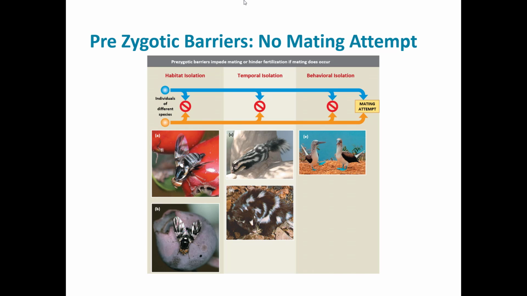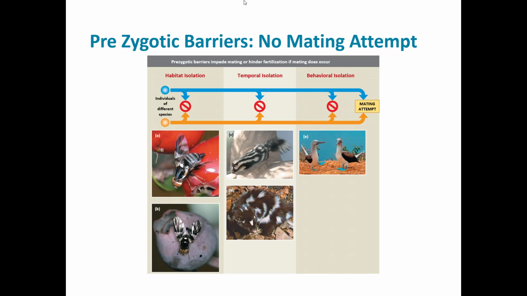Okay, what if there's behavioral isolation? That's when the behavior of one species does not attract the other species. It shows an example of the blue-footed booby dancing here, these birds that are dancing. Now, if a blue-footed booby does a mating dance to a different species, it's going to just look at it like it's crazy and walk off, right? They're not going to try to mate. That dance only works with members of the same species.